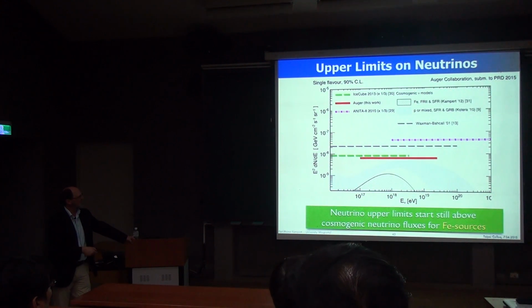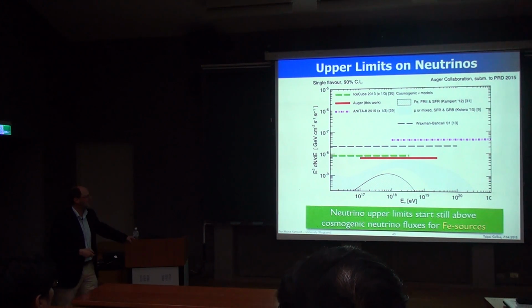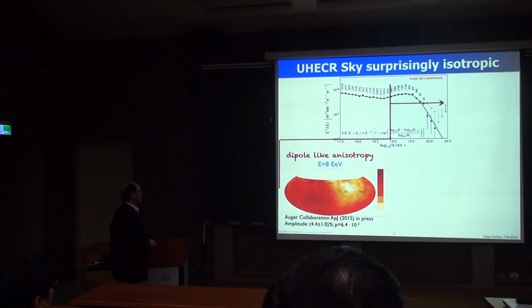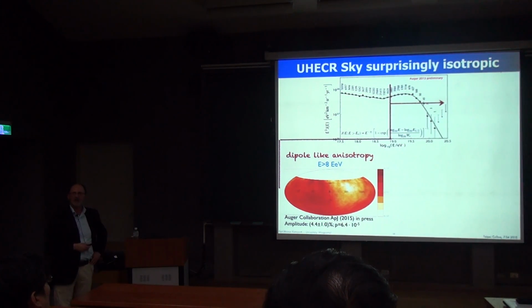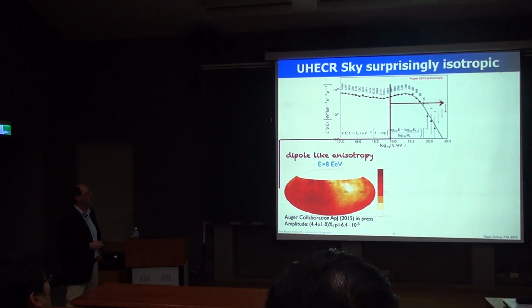Then the fluxes would be a little bit lower like this, so we are not yet there to exclude the ion, but the protons we start to exclude. Okay. Let me talk 2 minutes about the arrival directions, since I mentioned that before.